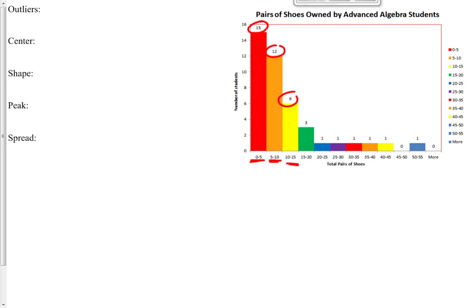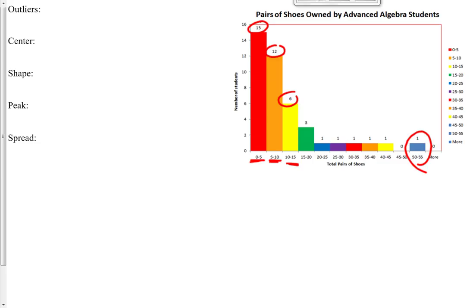And look at this student over here. That person had 50 to 55 pairs of shoes. Whew! That is a lot of footwear. Maybe you have the same. Maybe you just have a bunch of flip-flops that are $1 a piece or something like that. I don't know. But that's what the data shows. That's what we're looking at when we get the context of the data.